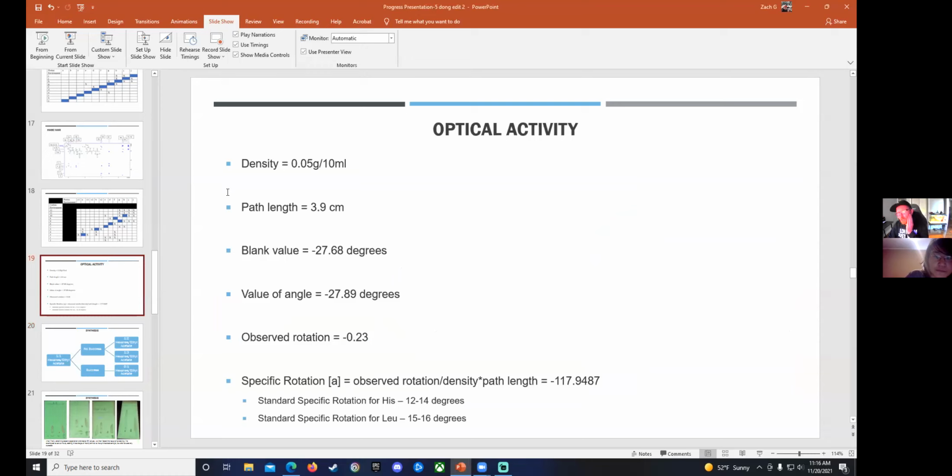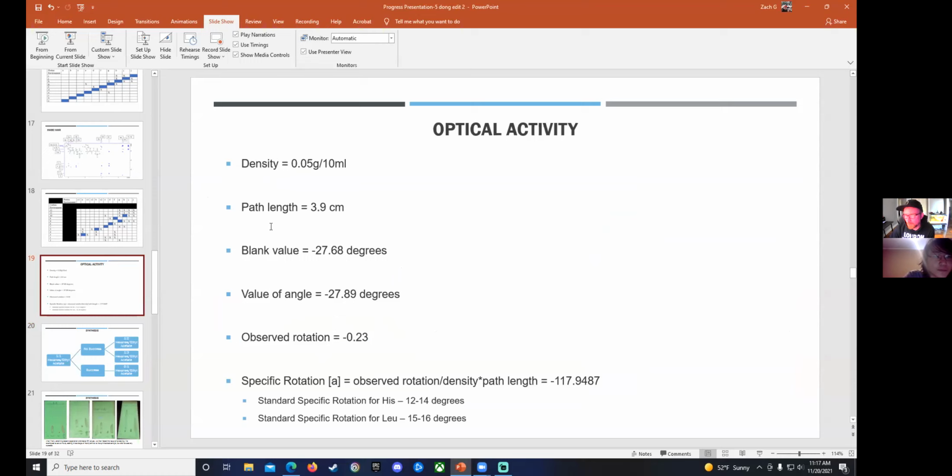After getting all that data, we ran optical activity. Optical activity, unfortunately, did not really tell us anything. We did it just to simply do it. You know, we didn't know at that point what it would bring us. So we simply just did it.